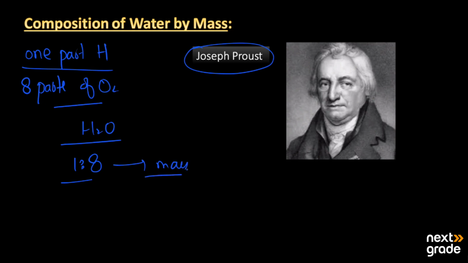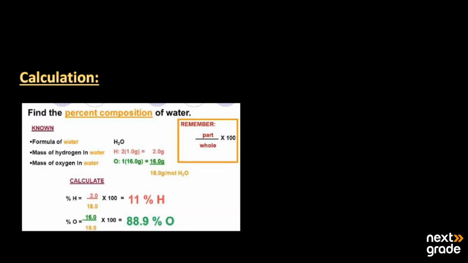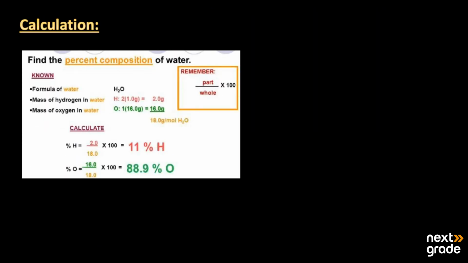Now, how does this happen? Let's look at the calculation. Here we have to find the percentage composition of water by mass. As we know, the formula of water is H2O. The mass of hydrogen in water, as two hydrogen atoms are present, is taken as 2.0 gram. And the mass of oxygen in water, as only one oxygen atom is present and the atomic mass of oxygen is 16, is 16.0 gram.